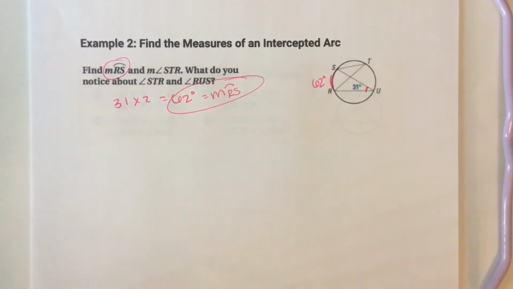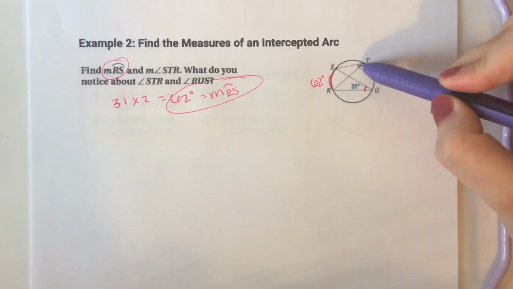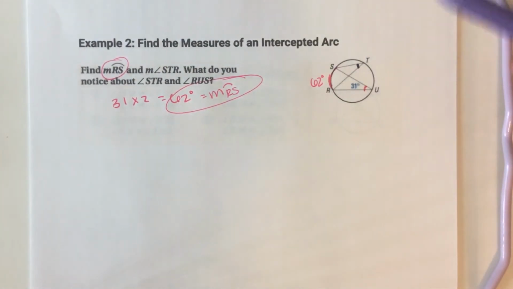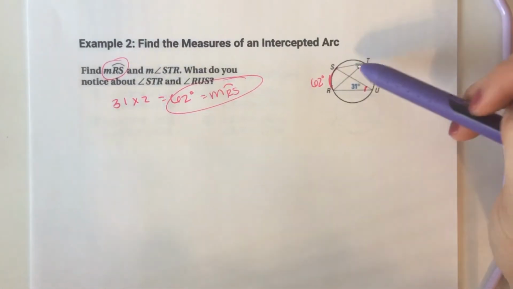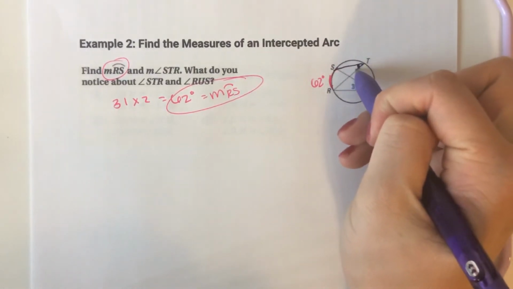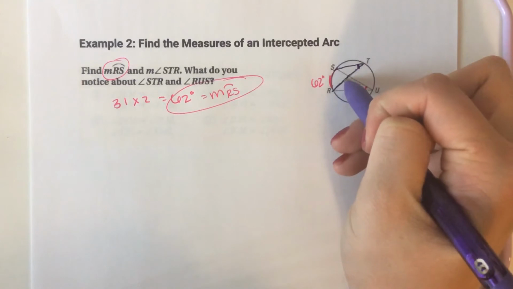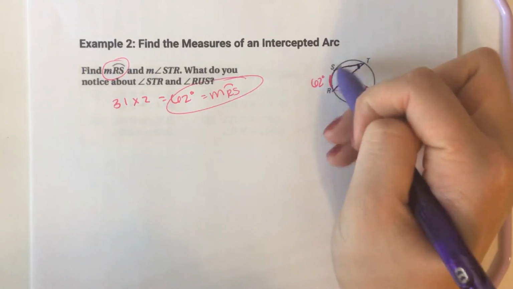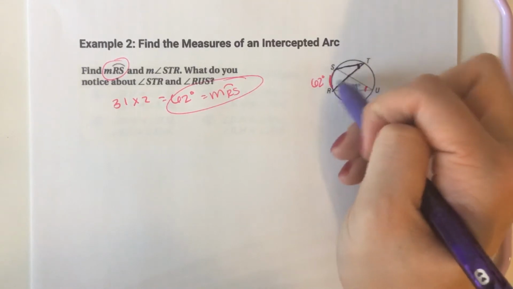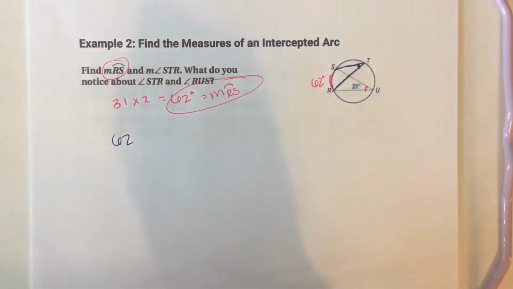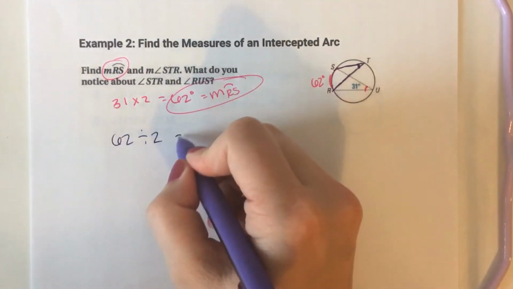Then the measure of angle STR, that's this angle right here. Again, angle T is an inscribed angle, so let's see what its arc measurement is. If we extend the angle out, we see that it's actually the same arc as angle U down here. It's still just arc RS, which is 62 degrees, and we know that the measure of angle T is going to be half of that.